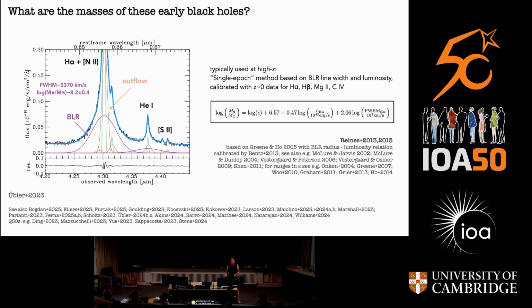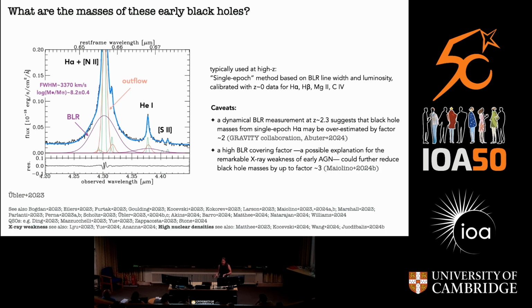There's a huge scatter already in these relations of about 0.3 to 0.4 dex. But I want to highlight some other caveats that have been noted recently in the literature that are related to this. So one thing is that there was a measurement earlier this year by the Gravity collaboration doing a first dynamical black hole mass measurement just about 3 billion years after the Big Bang. And what they found is that comparing this dynamical mass measurement to these single epoch calibrations, for instance, of the H-alpha line, suggests that these black hole masses might be slightly overestimated by up to a factor of 2, and for some other lines in local calibrations, this can get a little bit worse.